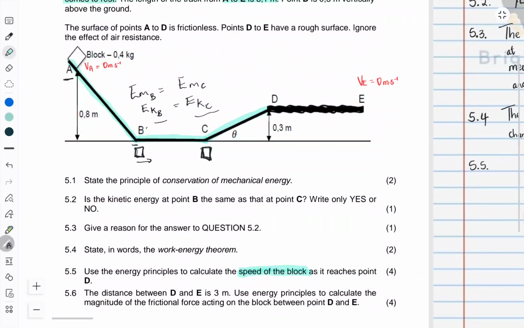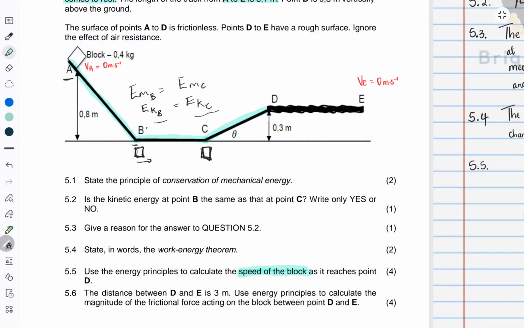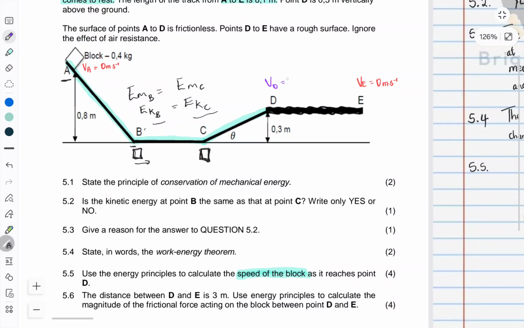We know that the velocity at A is 0 meters per second, which means the kinetic energy at that point should also be 0, okay, because the velocity is 0. But the potential energy of the block is not 0. We'll use this height to find it. And then when we get to point D, that's where we're trying to find our speed, or the velocity, right? Speed and velocity are not the same thing, but we'll use v, obviously. So now at point D, we are trying to find that.